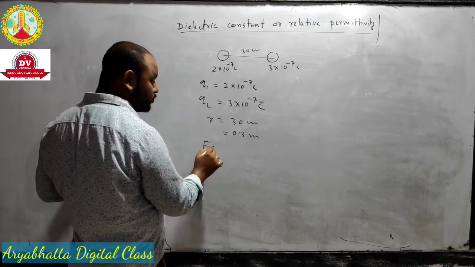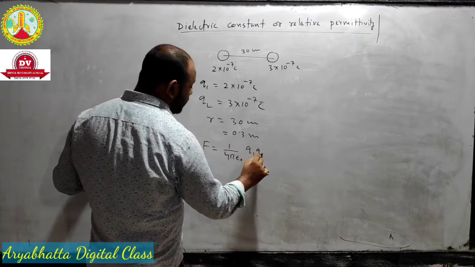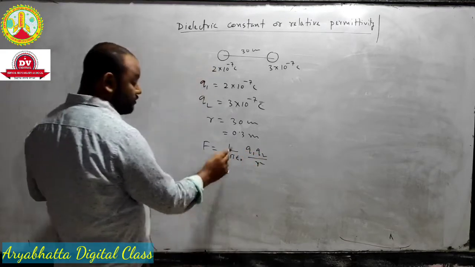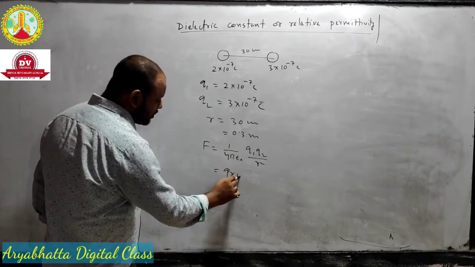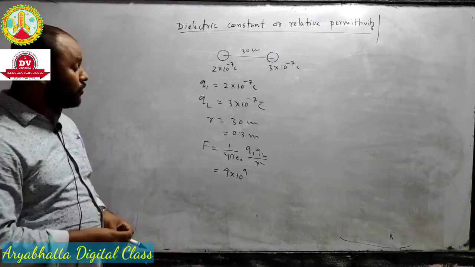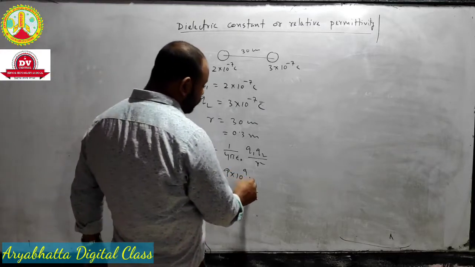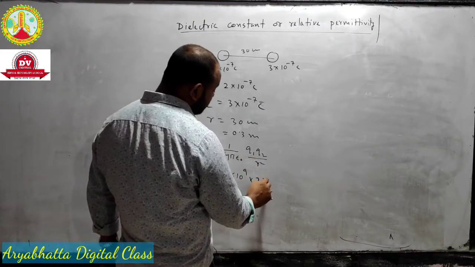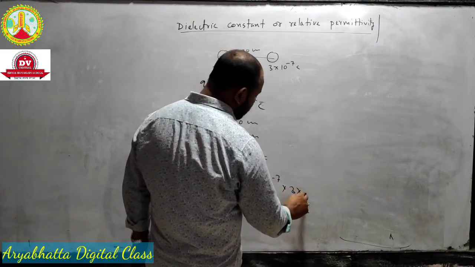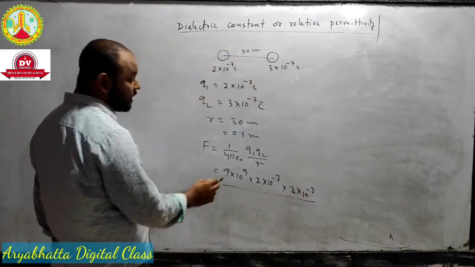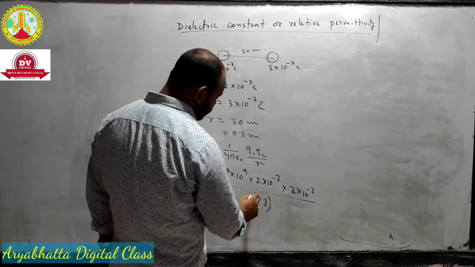The force between two charges will be equal to 1 by 4 pi epsilon naught Q1 Q2 by R square. And the value of 1 by 4 pi epsilon naught is how much? 9 into 10 to the power 9. And the value of Q1 is 2 into 10 to the power minus 7, and Q2 is 3 into 10 to the power minus 7, divided by R, the distance between two charges, which is 0.3 whole square.